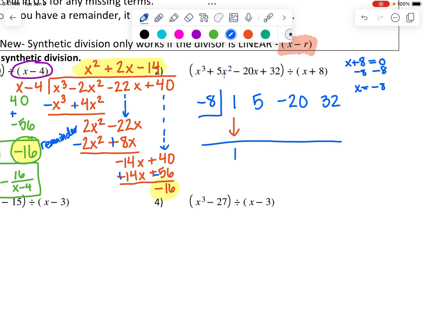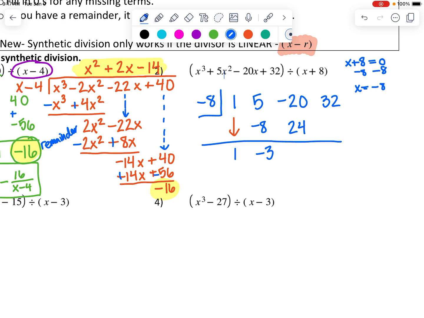First coefficient gets brought down. We multiply the negative 8 and the 1 and put that underneath the next coefficient. And then we add straight down. So 5 plus negative 8, I'm going to get negative 3. And I'm ready to multiply the negative 3 and the negative 8. I get positive 24. That goes underneath our next coefficient.